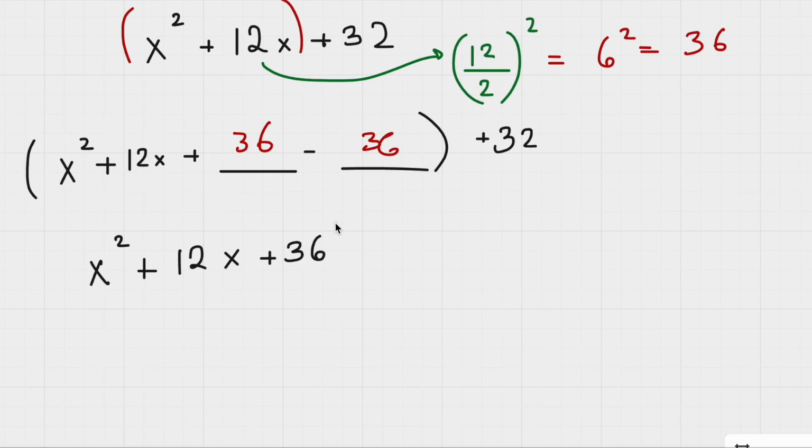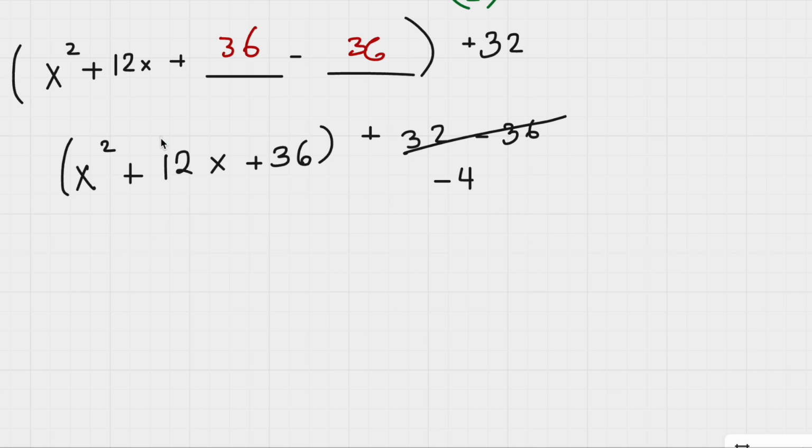And now inside the brackets, we have x squared plus 12x plus 36. Outside of the brackets, we have plus 32 and the minus 36. This changes to negative 4 when you subtract it. Now your next step is to look at the sign before your b value. We have a plus sign.